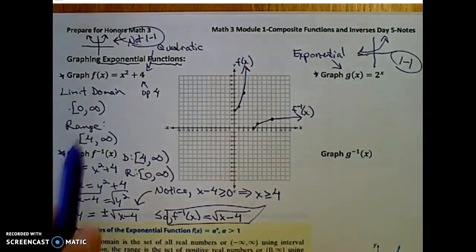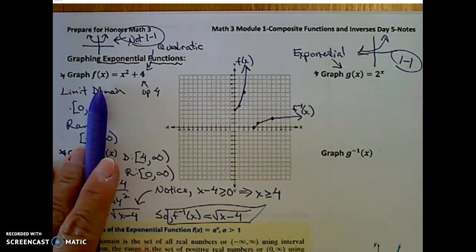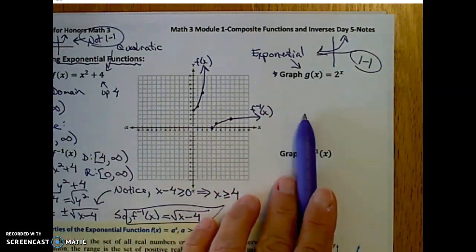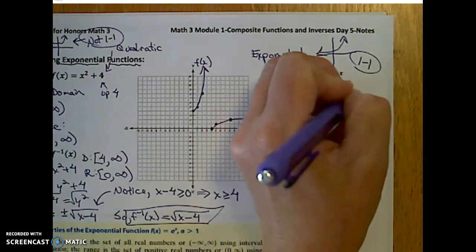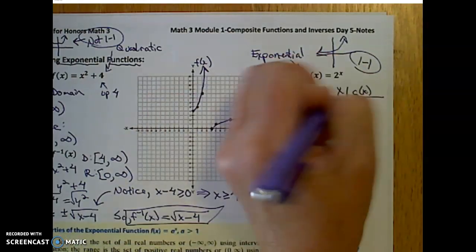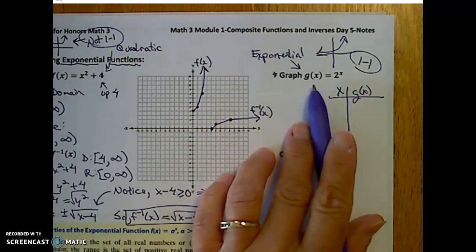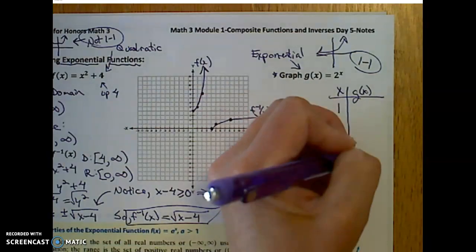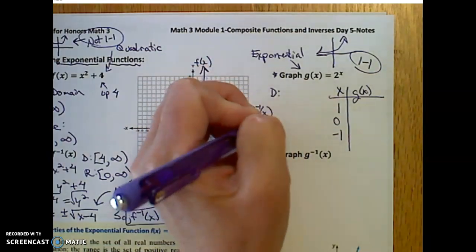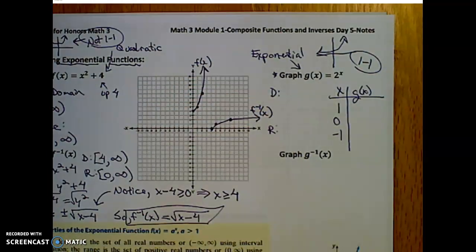Alrighty, so again, this is just a quadratic function, it's not exponential. Let's refresh our memory on an exponential function. I usually suggest this table: x, g of x. For my few key points for an exponential function, I'm going to plug in 1, 0, negative 1. Please find those outputs and notice the domain and the range of this function.